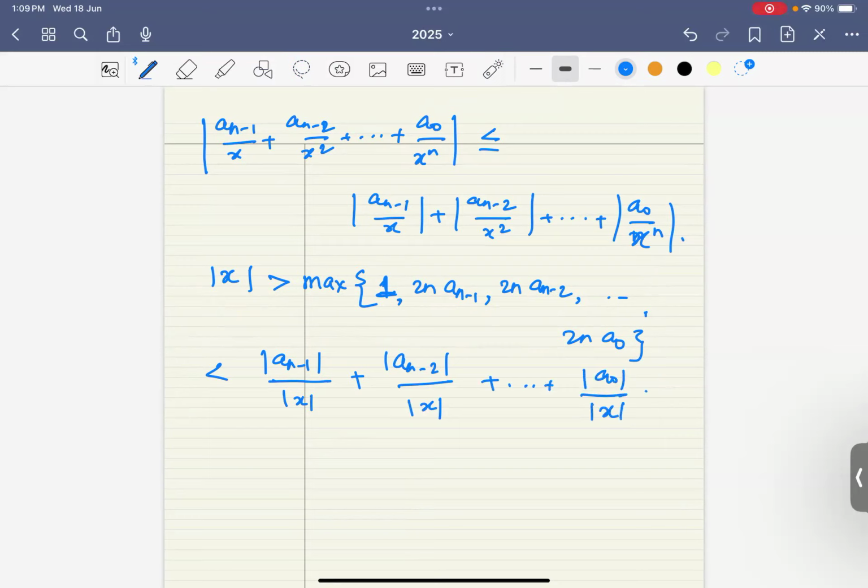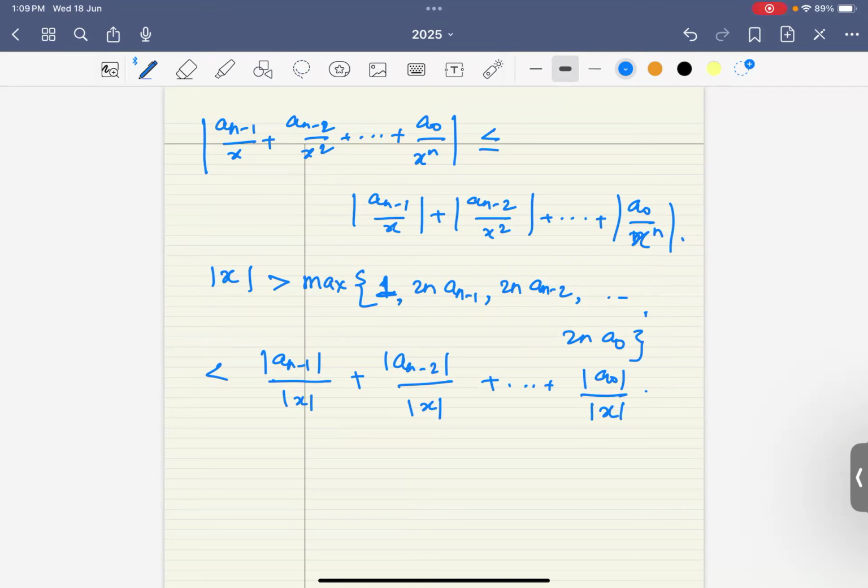And why is this the case? Because if mod of x is greater than 1, then mod of x to the power k for k greater than 1 is greater than mod of x. And therefore, this is going to be true.